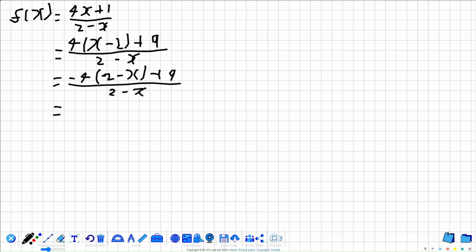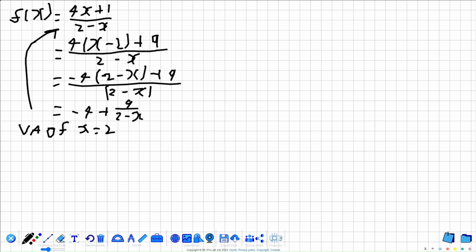And then obviously we can cut out these bits, so it's just -4 plus 9 over 2 minus x, like that. And so that gives us a vertical asymptote of x equals 2 and a horizontal asymptote of y equals -4.